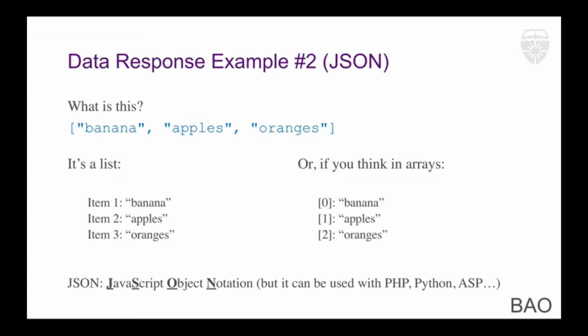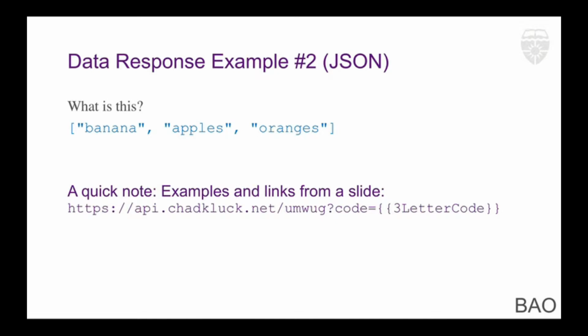Now you're probably wondering what these little codes are down here. That URL I gave you at the beginning, api.chatclick.net/UMWUG. If you type in that URL, add a question mark, code equals this 3-letter code, you'll get these examples. So throughout this presentation, there's going to be a little code down here. You just write down that URL once, and when you go back and start playing around, here's a list of 3 items you can play with. You can make an API request on your own computer, on your own phone.